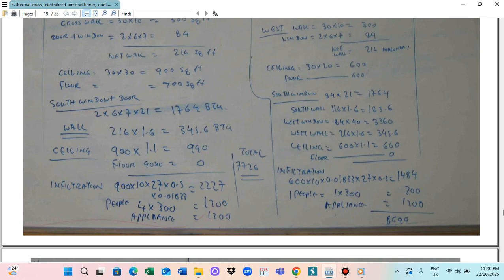So infiltration means for low end you 300 multiply, ceiling high is 10 multiply, 0.01833 multiply, 27 multiply 0.5. So then you got 1484. So this is it. And you can also add the P-band.